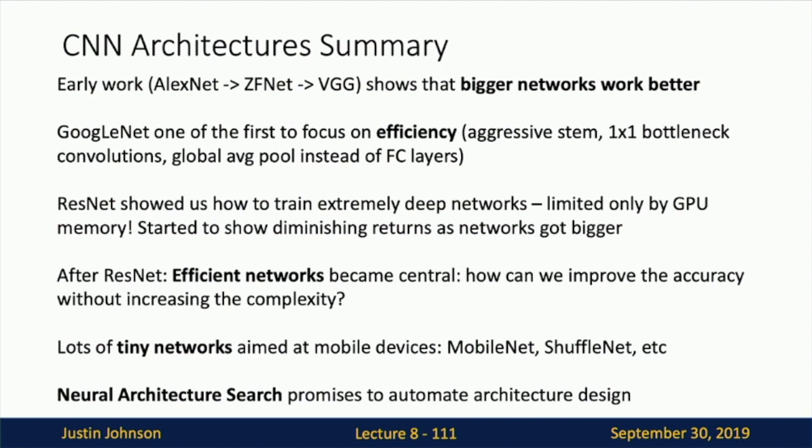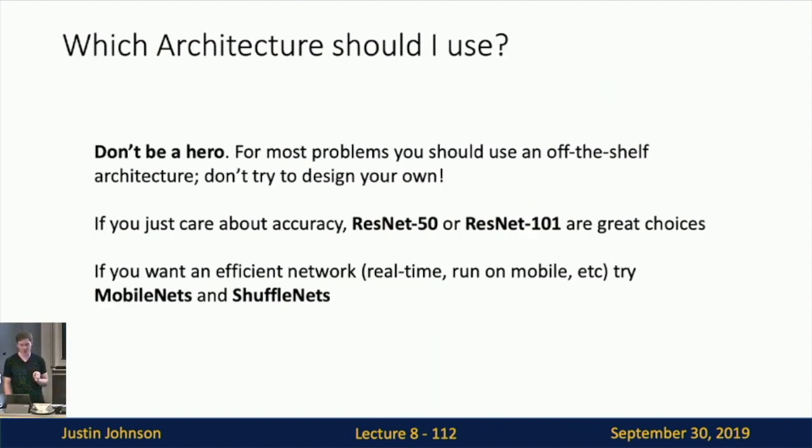Residual networks gave us a way to scale networks to become very, very big, and we were able to train networks with hundreds of layers once we had these ingredients of batch normalization and residual networks. And after ResNet, people started to focus on efficiency more and more, and somehow that became the guiding principle of a lot of neural network architecture design after residual networks. So then we saw this huge proliferation of different architectures that were trying to achieve higher or the same accuracy at lower computational cost. This includes these tiny networks like MobileNets and ShuffleNets, and neural architecture search promises to maybe one day design all of our networks for us.